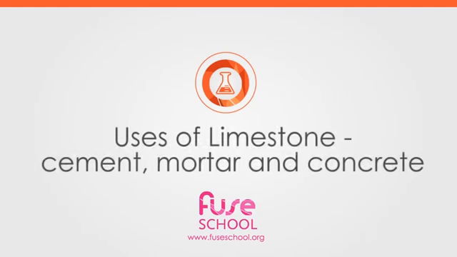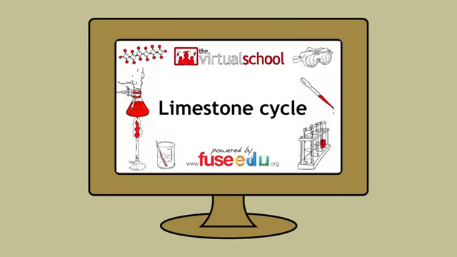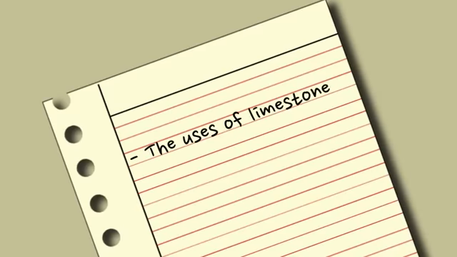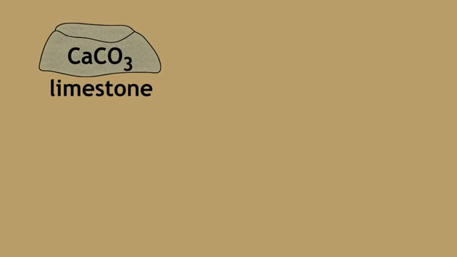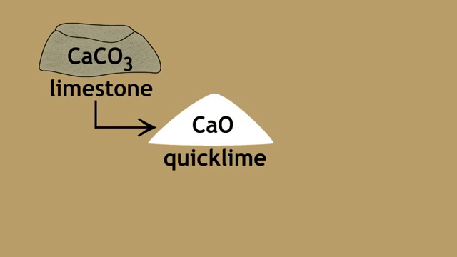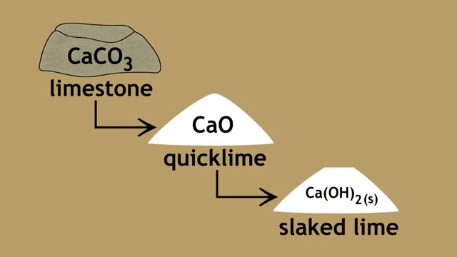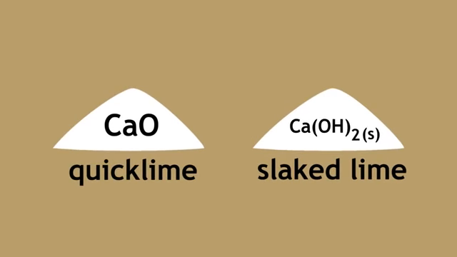We have previously learned about how limestone is formed and the limestone cycle. We will now learn about the uses of limestone and its many real-life applications. Limestone is the starting material in the production of quicklime, which is calcium oxide, and slaked lime, which is calcium hydroxide, as seen in our previous lesson. There are many more uses to limestone than simply producing quicklime and slaked lime.